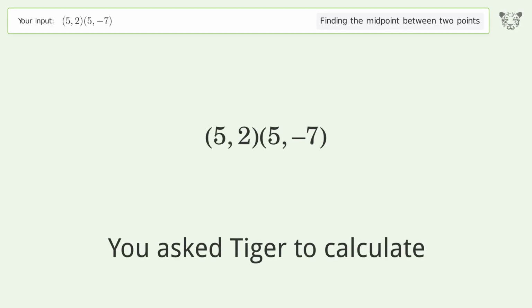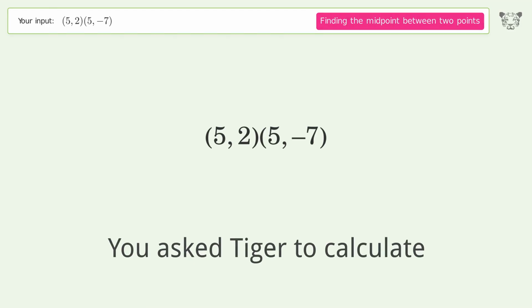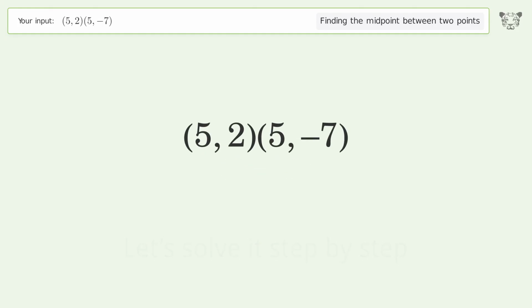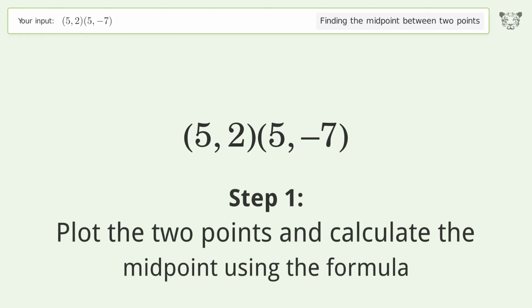You ask Tiger to calculate. This deals with finding the midpoint between 2 points. The midpoint between the 2 points is 5, negative 2.5. Let's solve it step by step. Plot the 2 points and calculate the midpoint using the formula.